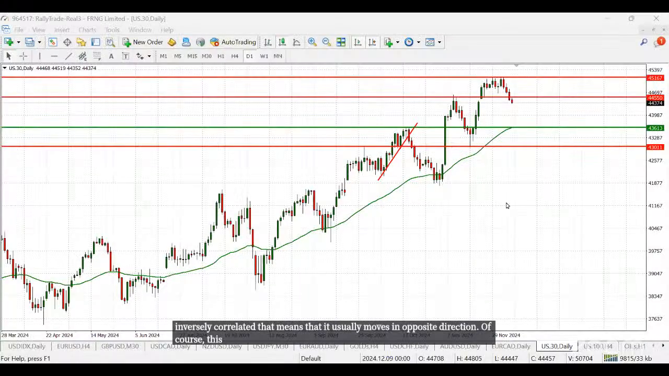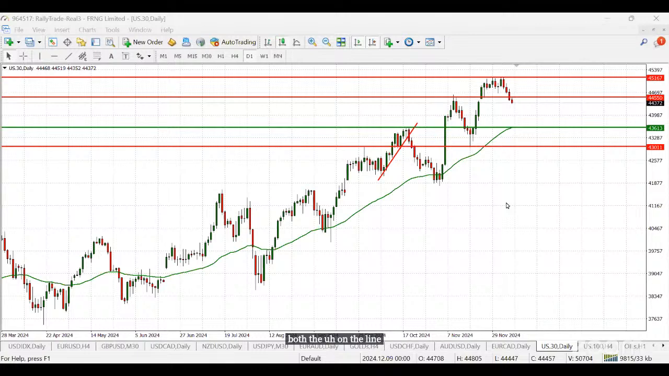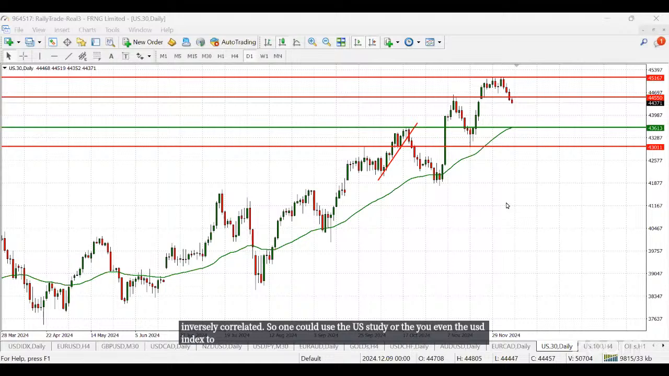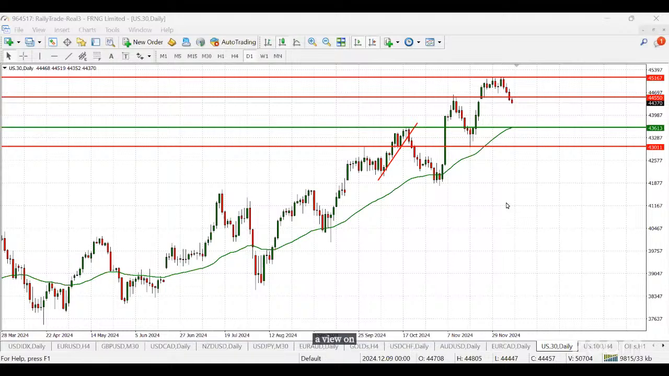Change per time, but the underlying factor is that they are inversely correlated. So one could use the US 30 or even the USD index to express a view on US 30, or use the US 30 to express a view on the dollar. Okay, so what causes price to move here? There are, of course, so many factors.